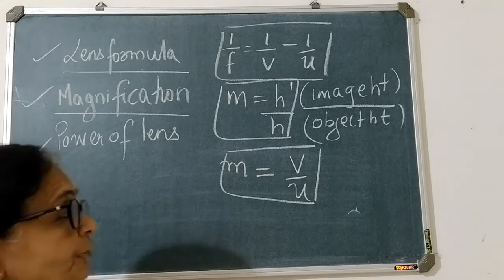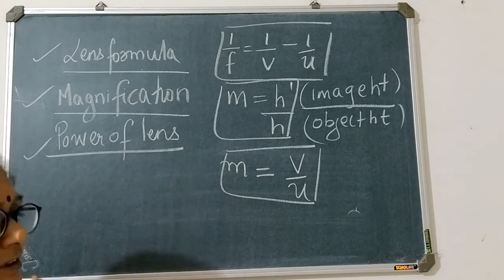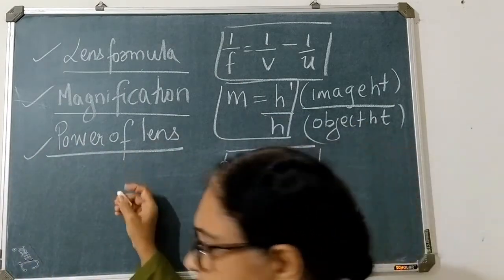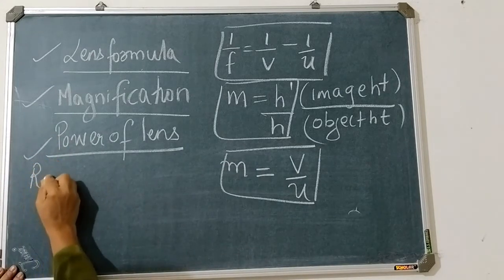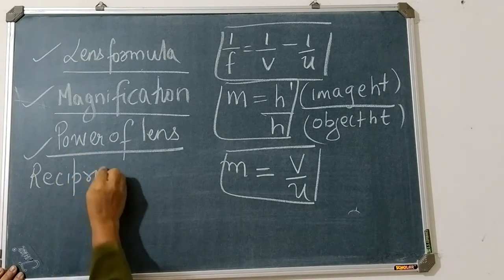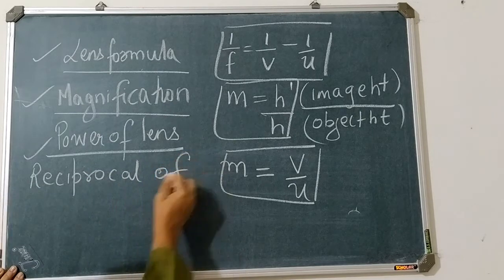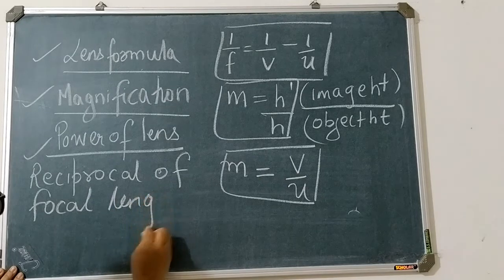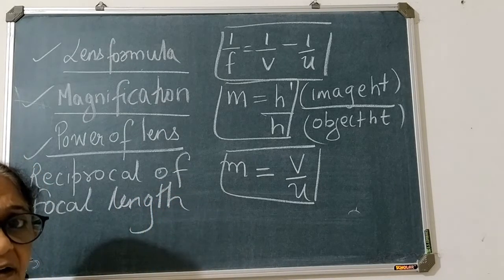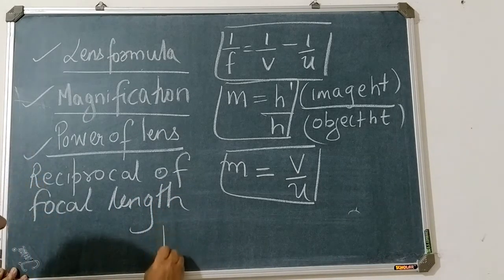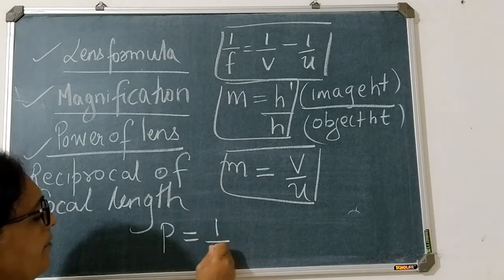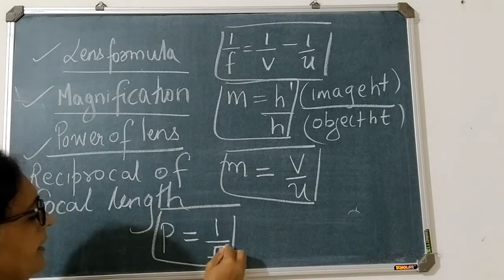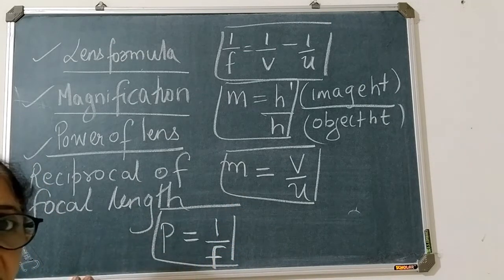The last topic is, what do you understand by power of a lens? Power is the reciprocal of focal length. How will you define power? Power is the reciprocal of focal length, and it is given by the formula P is equal to 1 upon f, focal length.